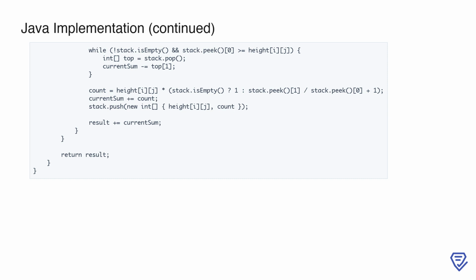We then calculate the count for the current column by multiplying the current height with the width of the submatrices it can extend to. If the stack is empty, the width is 1, otherwise, it is determined by the relationship between the current height and the top stack element. The current sum is updated by adding this new count, and the current height and cumulative sum are pushed onto the stack as a new entry. Finally, we add current sum to the result, which aggregates the total count of submatrices for this row. By iterating through all rows and columns in this manner, we efficiently calculate the total number of submatrices with all ones, and the function returns this result at the end.